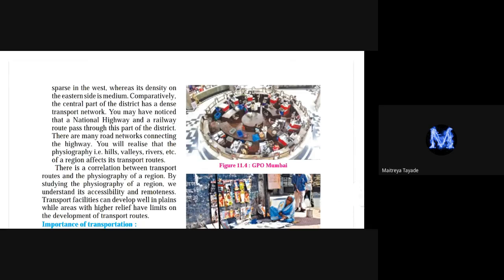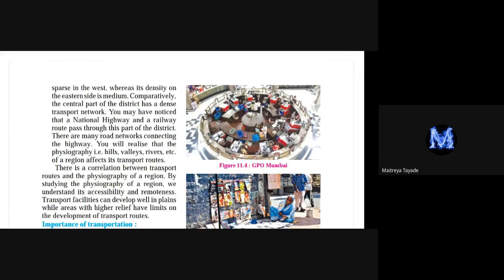It means in the central part there is a national highway, and there is a railway line also. There are many road networks connecting the highways. Now there is one main national highway, that's why there are many roads connecting this national highway. You will realize that the physiography, that is hills, valleys, rivers, etc., of the region affects its transport routes.